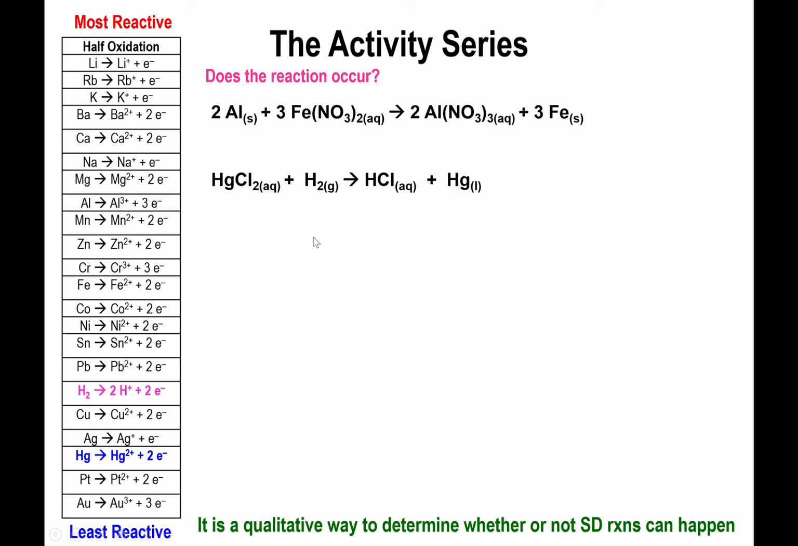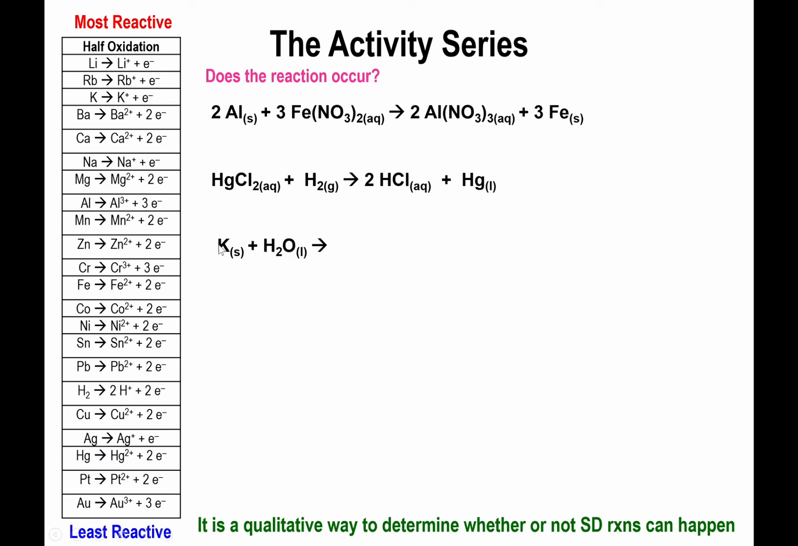Perfect. Now we have to balance the reaction, and notice that we have 2 hydrogens on the left side. We only have 1 on the right side, so we put a 2 in front of HCl. That gives us now 2 chlorines on the right side, 2 chlorines on the left side, 1 mercury on the left side, 1 mercury on the right side. The equation is balanced. Last one.